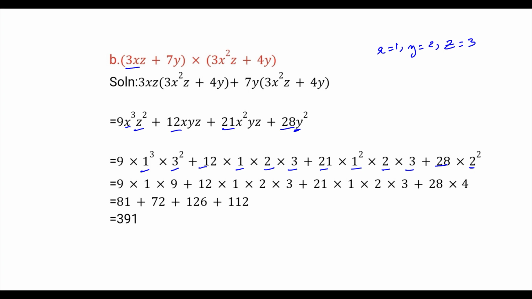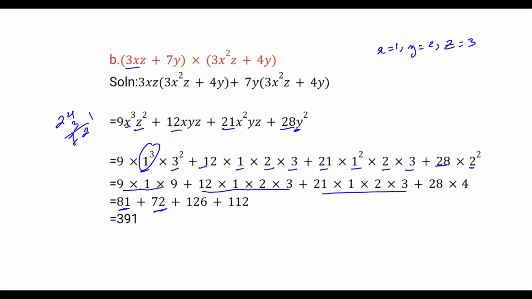Now let's start multiplying. 1 to the power 3 will simply be 1, then 3 3s are 9, then 1 to the power 1 square is simply 1, and then this part 2 2s are 4. All right, once we're done with that, we just have to multiply. 9 ones are 9, then 9 9s are 81. Then 12 and 12, 12 2s are 24, 24 into 3, right? 3 4s are 12, 3 2s are 6, 72 here.